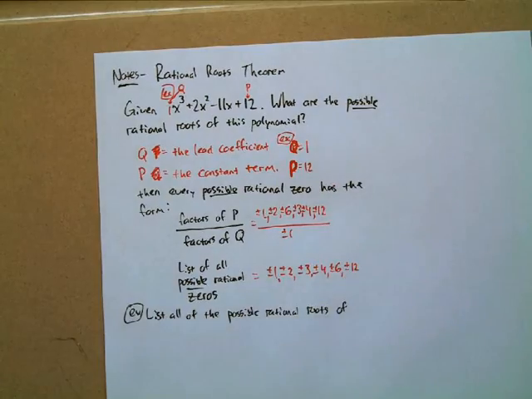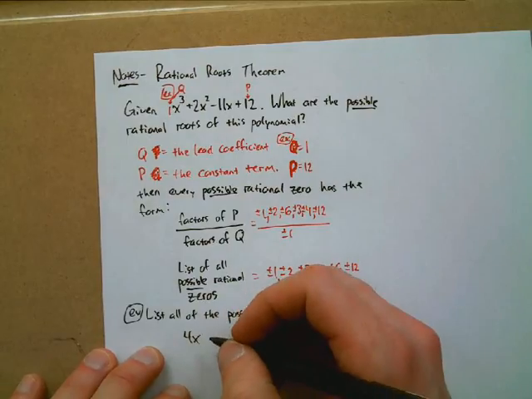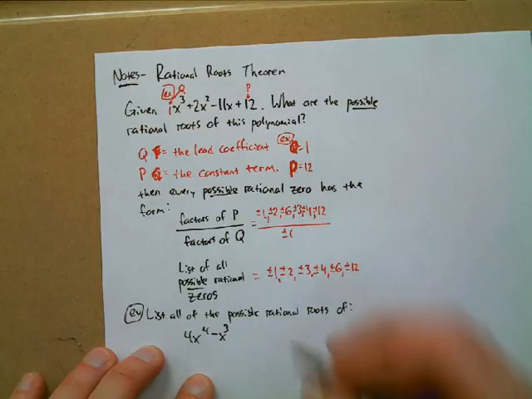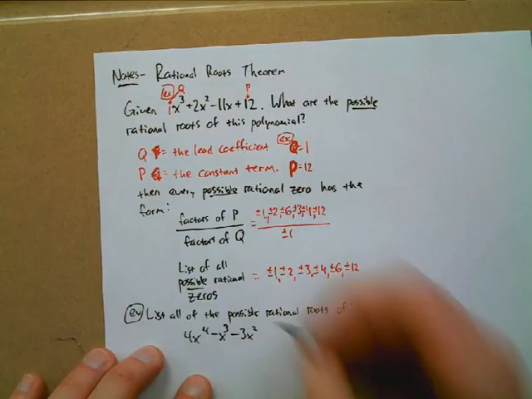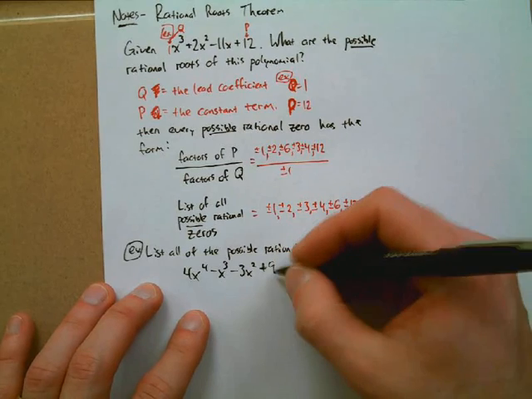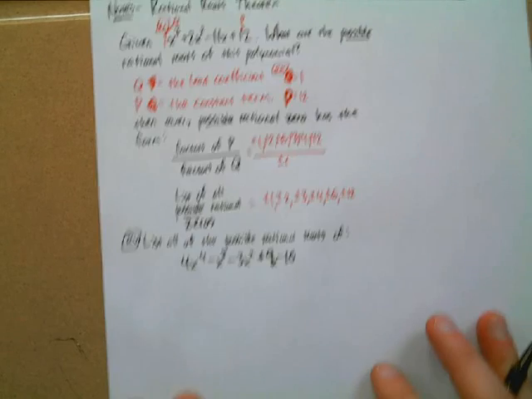4x to the fourth minus x cubed minus 3x squared, plus 9x minus 10. Okay, sorry about that. 4x to the fourth minus x cubed minus 3x squared plus 9x minus 10.